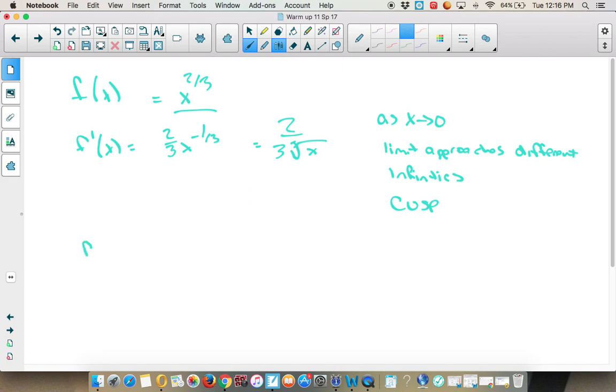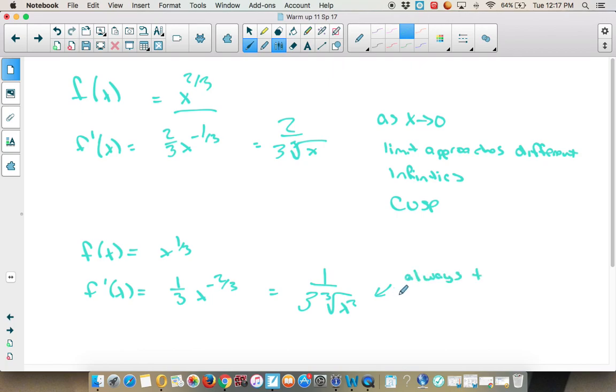Now, if I tried f of x equals x to the 1/3, my f prime of x is going to be 1/3 x to the negative 2/3, which is 1 over 3 cube root of x squared. Well, this is going to be always positive, so it's going to be same infinities. As you approach 0, it's going to be a vertical tangent.